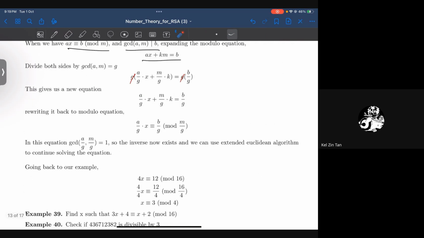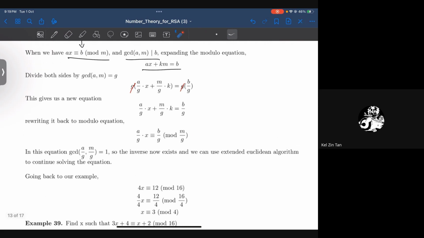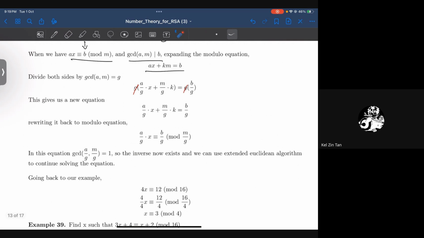In this equation, after we divide by G, the nice property is that this and this are now co-prime. The GCD becomes 1, because by definition of GCD, we divided by the greatest common divisor. If they were still left with some divisors, then the divisor we divided by would not be the greatest anymore. So this term and this term have a GCD of 1, and now the inverse exists, and we can use the extended Euclidean algorithm to solve the equation.